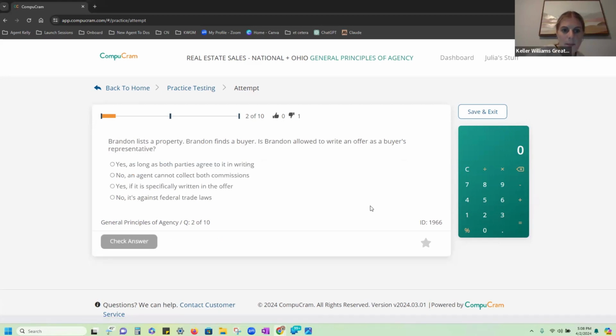Brandon lists a property. Brandon finds a buyer. Is Brandon allowed to write an offer as a buyer's representative? A, yes, as long as both parties agree to it in writing. B, no, an agent cannot collect both commissions. C, yes, if it is specifically written in the offer. Or D, no, it's against federal trade laws.